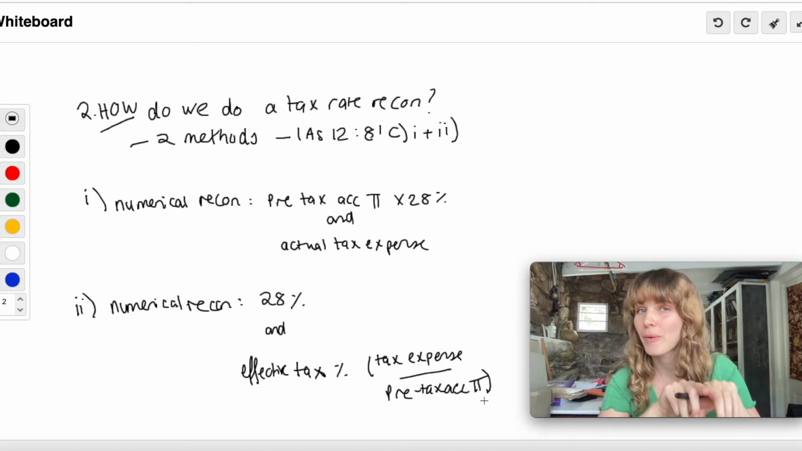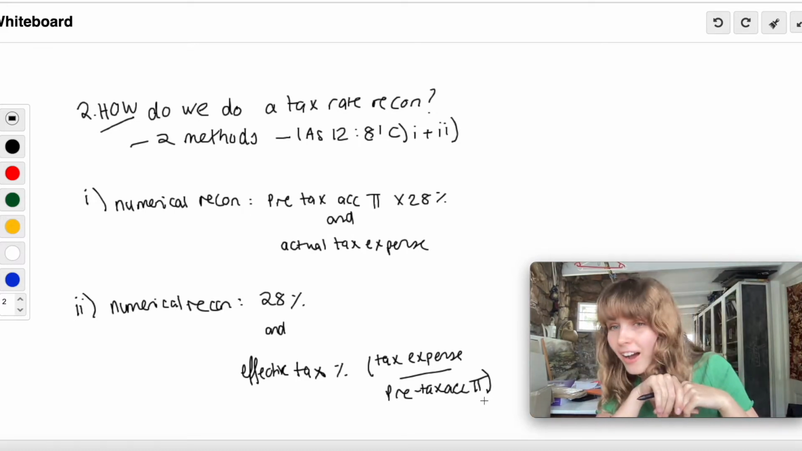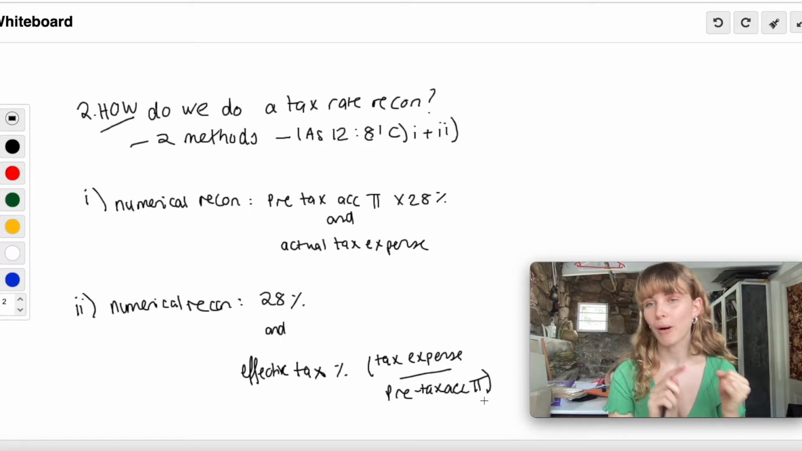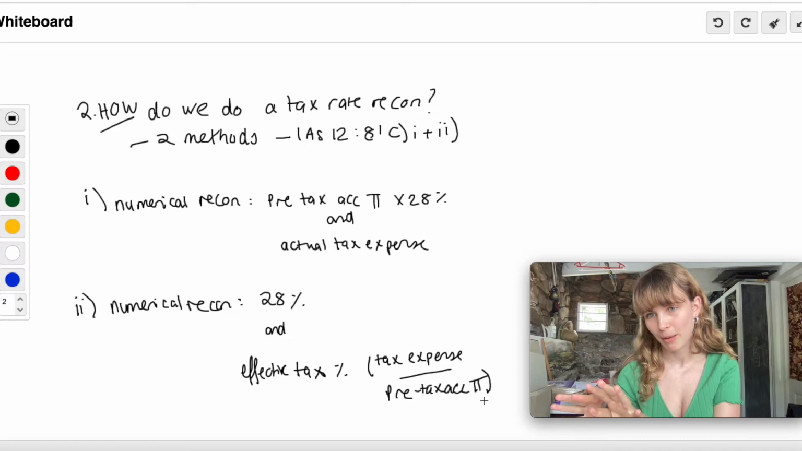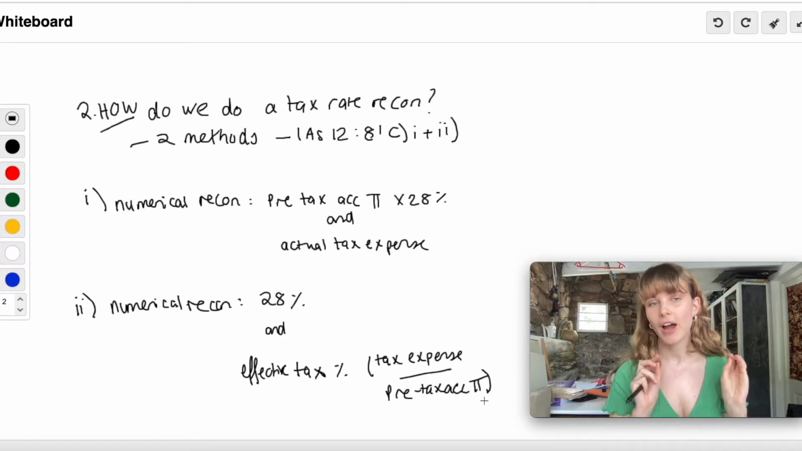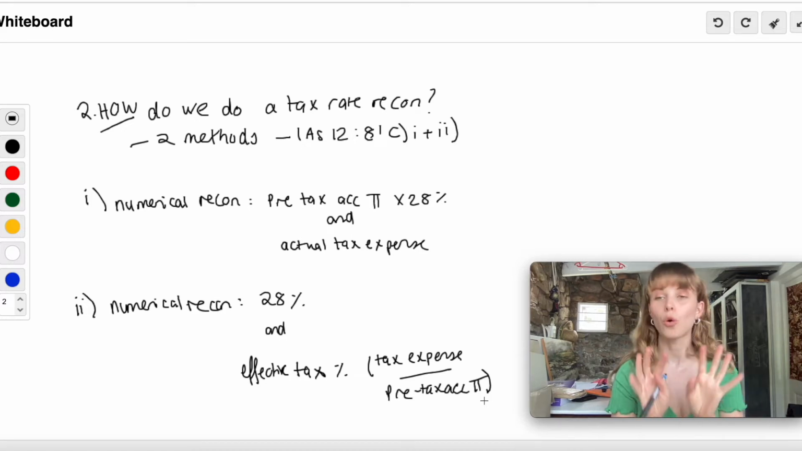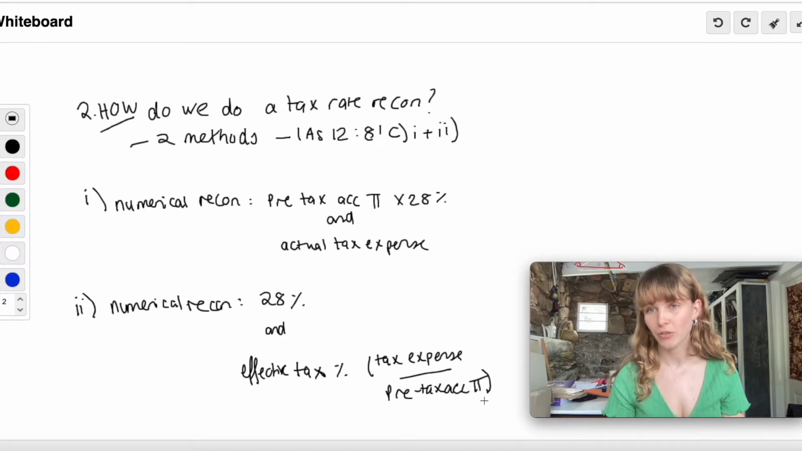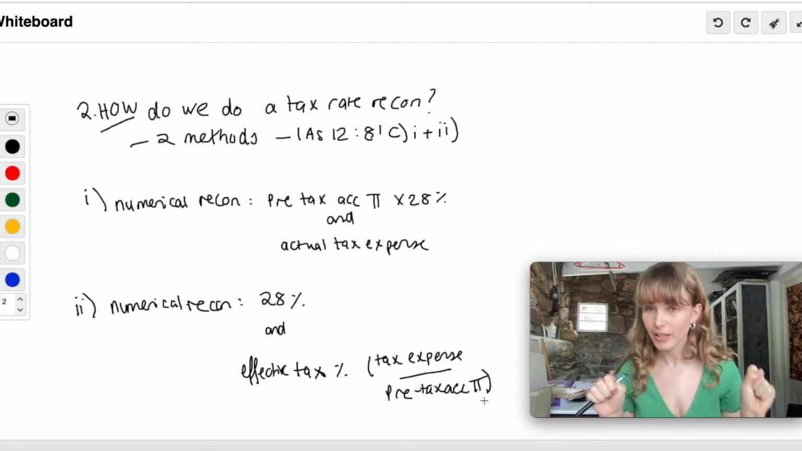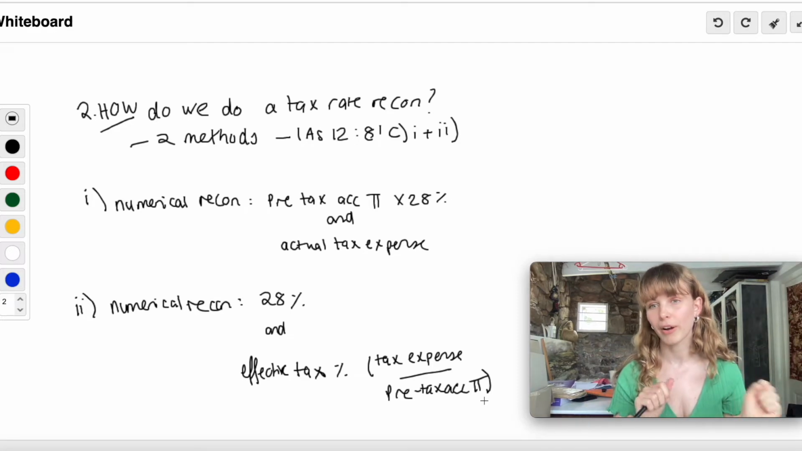Well, IAS 12 paragraph 81C (i) and (ii) recommend two methods. The first being a numerical recon between our pre-tax accounting profit multiplied by 28%, i.e. our anticipated tax expense, and our actual tax expense. And the second method being a recon between the 28%, i.e. the corporate tax rate, and our effective tax rate, which is our tax expense divided by pre-tax accounting profit. So in the first method, this is reconciling two rand figures, whereas in the second one, we are reconciling two rates.